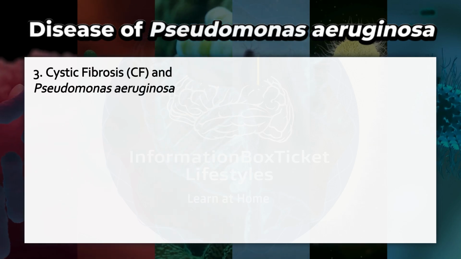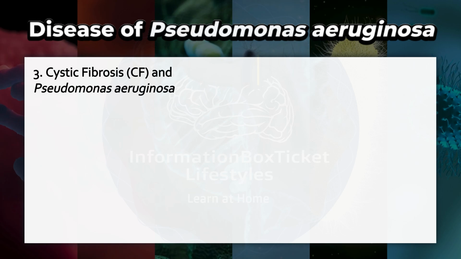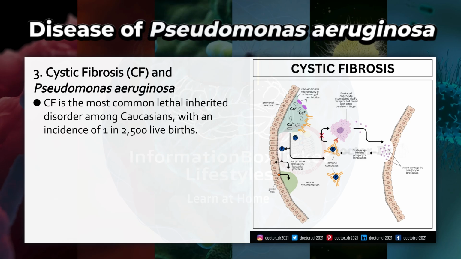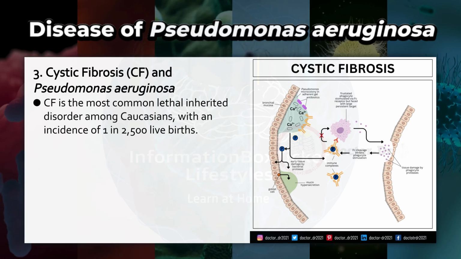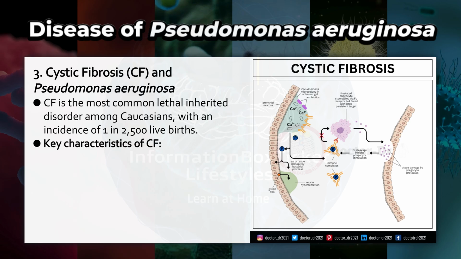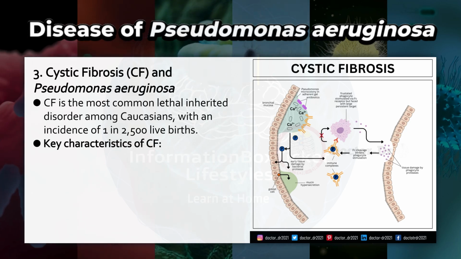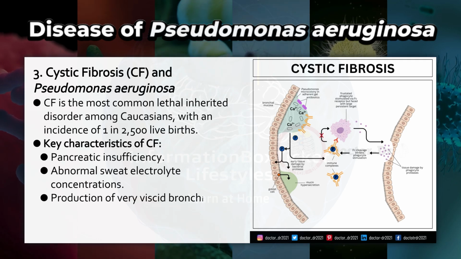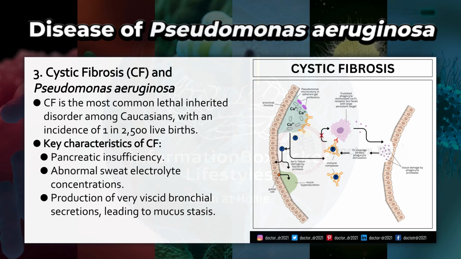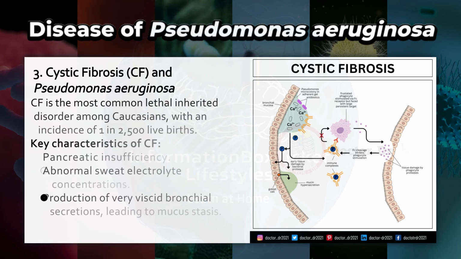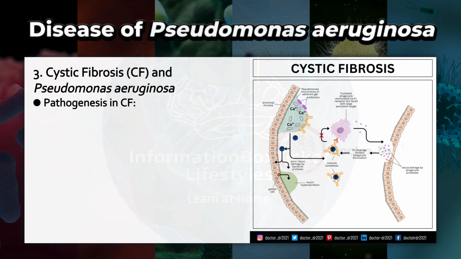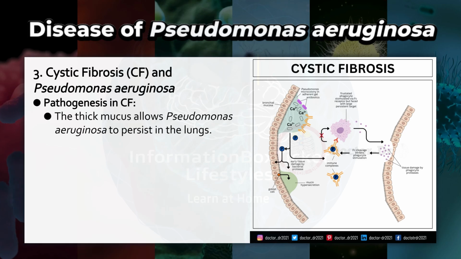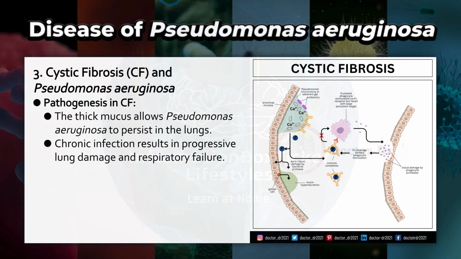3. Cystic fibrosis and Pseudomonas aeruginosa. Cystic fibrosis is the most common lethal inherited disorder among Caucasians, with an incidence of 1 in 2,500 live births. Key characteristics of cystic fibrosis: pancreatic insufficiency, abnormal sweat electrolyte concentrations, and production of very viscid bronchial secretions, leading to mucus stasis. Pathogenesis in cystic fibrosis: the thick mucus allows Pseudomonas aeruginosa to persist in the lungs. Chronic infection results in progressive lung damage and respiratory failure.